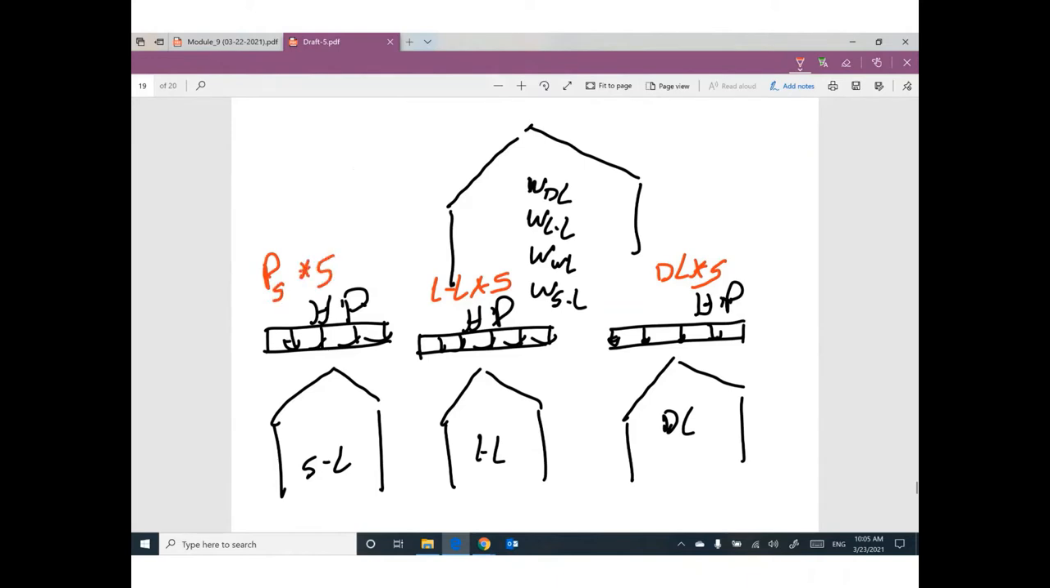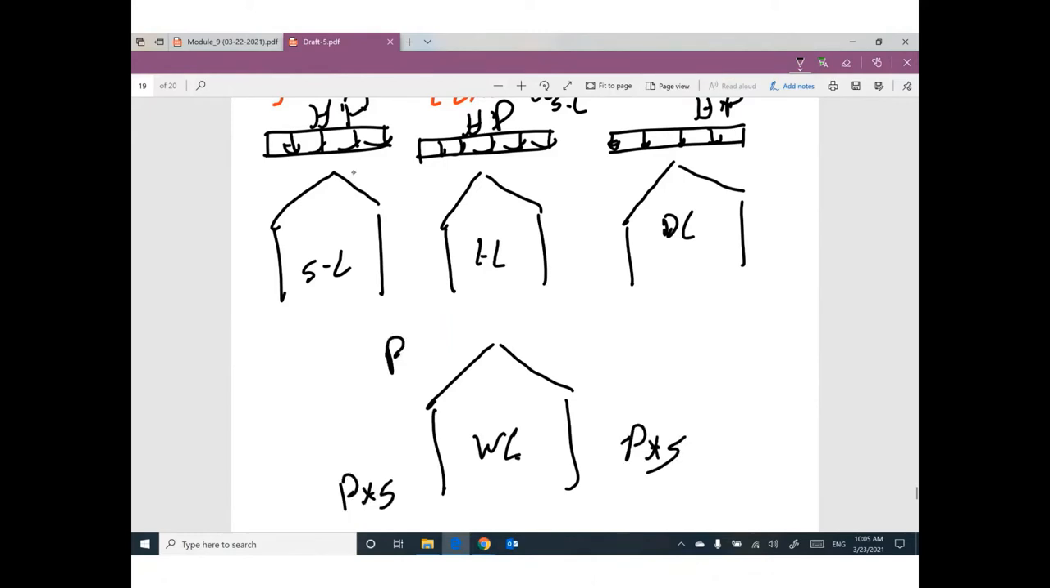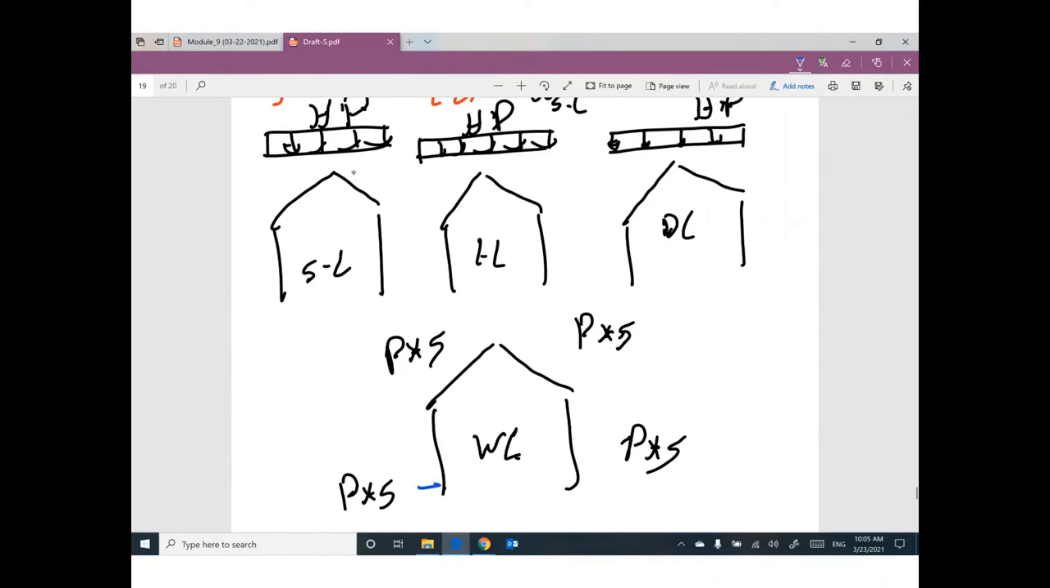It's very easy. For wind load, pressure times S. Pressure times S. And your load looks like this. Uniform distributed load.